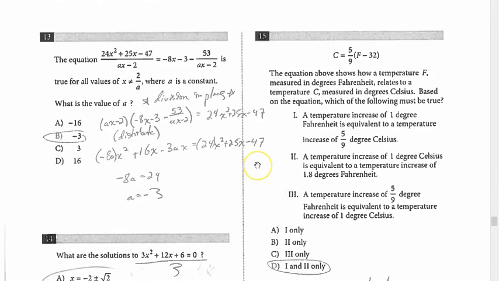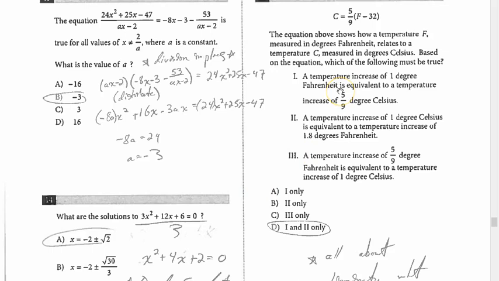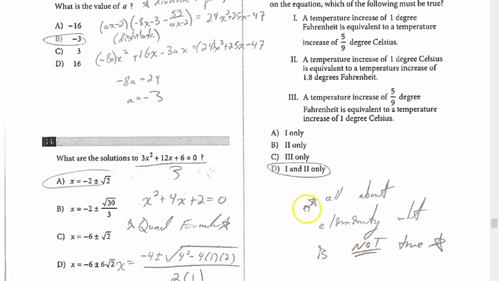Now, question 15 again. For the sake of time, we're not going to read through this one piece by piece, but here's the strategy. Whenever you're asked the question, based on the equation above, which of the following must be true? It's all about eliminating what you can say is not true. So look for the not trues. Don't necessarily try to logic your way through everything that has to be true.